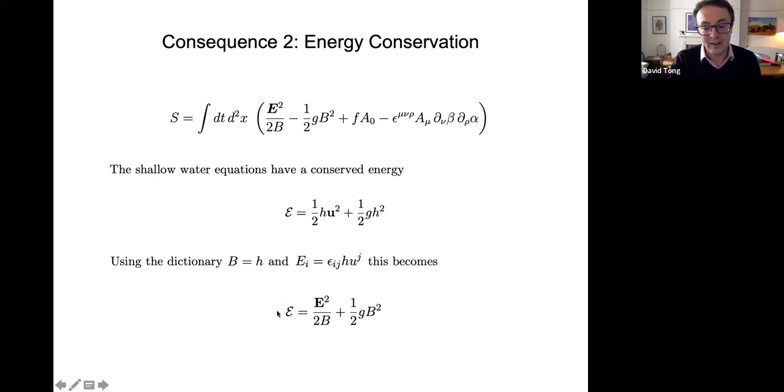Using the dictionary, that translates into the following energy in terms of the electric and magnetic fields. That strongly suggests that the action is going to have this with a minus sign, as indeed it does. These are both topological terms and don't contribute to the energy. Okay, so that gives some explanation for why, given this dictionary, which was used to get the height conservation, this is the action to write down.